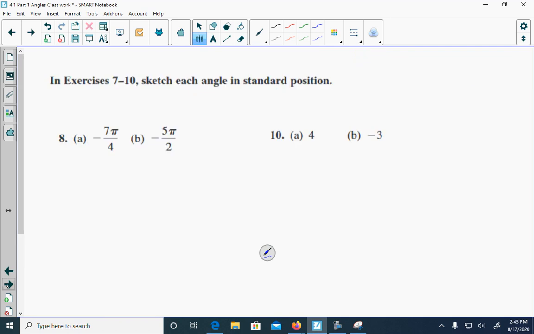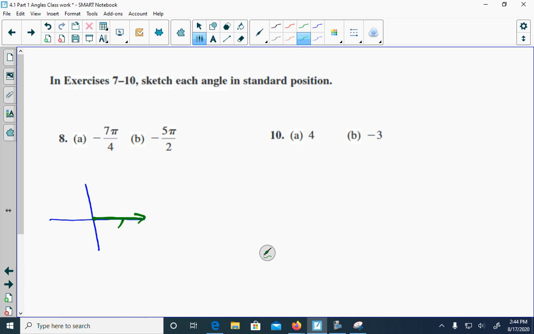In exercises 7 through 10, they ask you to sketch each angle in standard position. So the first one is negative 7 pi over 4. To draw an angle in standard position, I have to first start with my initial side. So the initial side starts at the origin, goes along the positive x-axis. It goes like that. Negative means that I'm going to drop down.